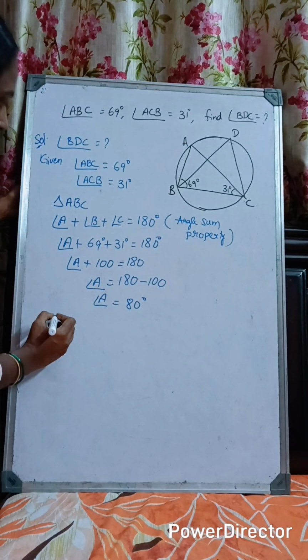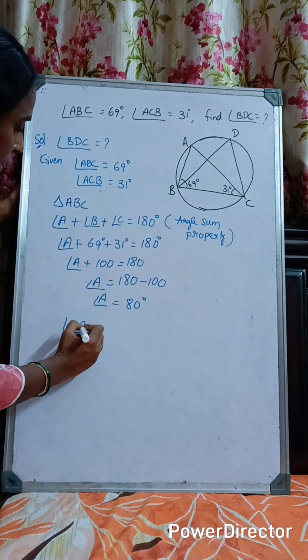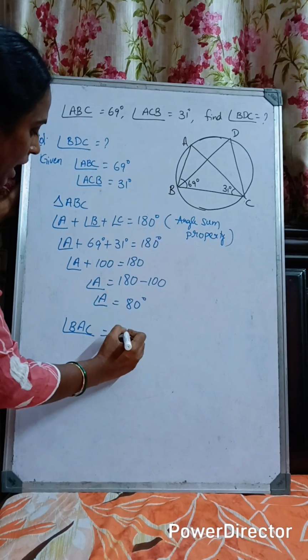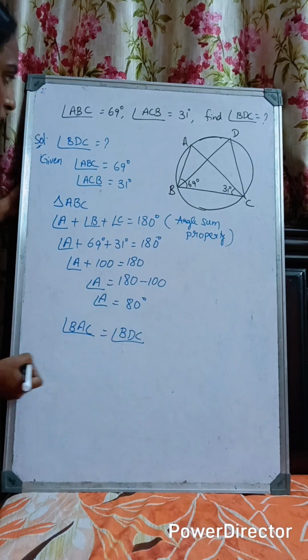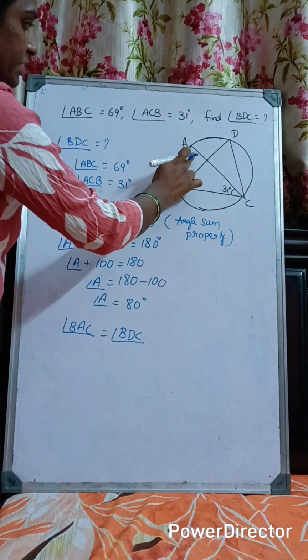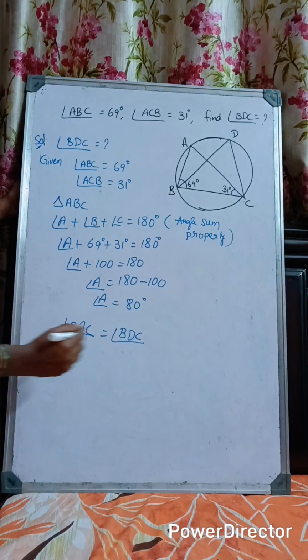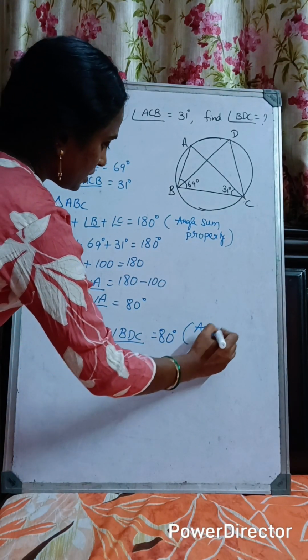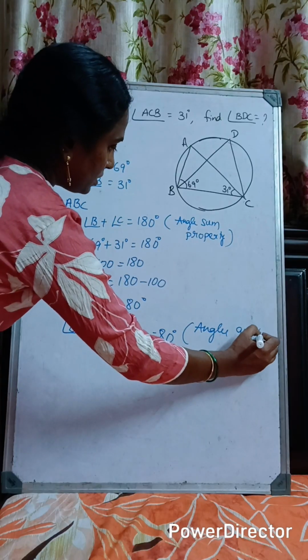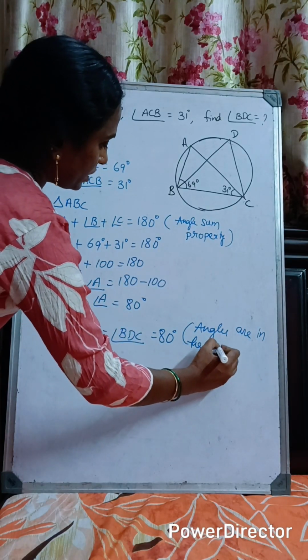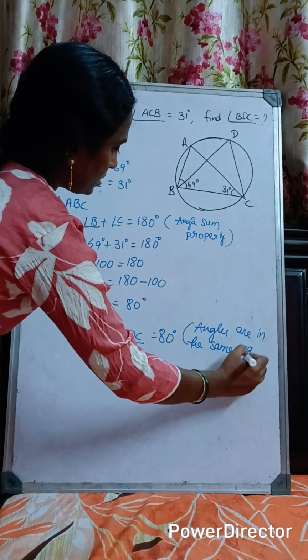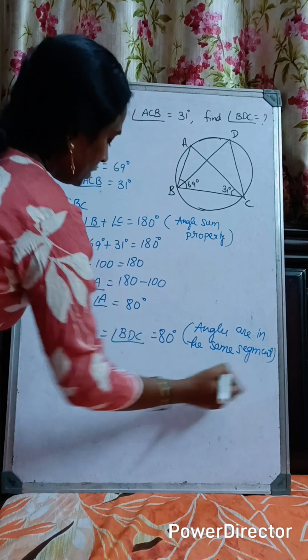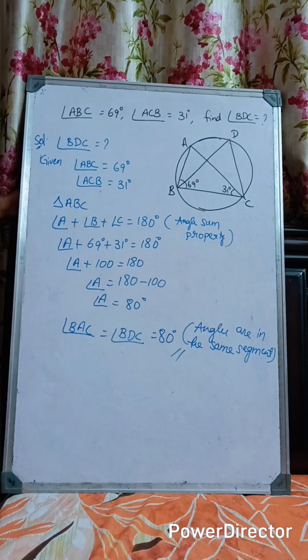Now, as we understood, angle BAC is equal to angle BDC. Correct? So, this is 80 degrees, which means this is also how much? 80 degrees. By using which property? Angles in the same segment. That is our required to prove.